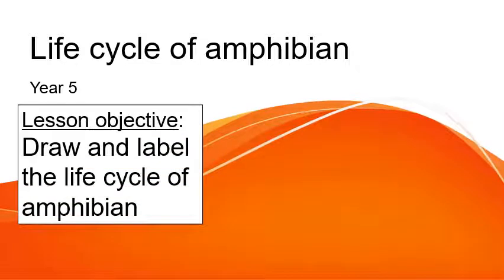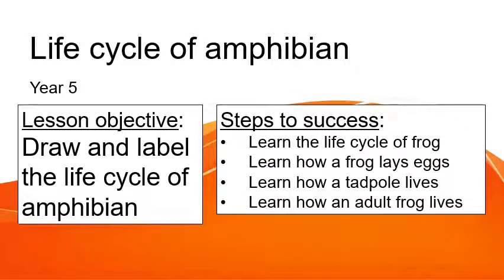So your lesson objective is almost the same as last time, except this time you're going to draw and label the life cycle of an amphibian. Your steps to success is to learn the life cycle of an amphibian, which is a frog for our lesson today. You're going to learn how a frog lays its eggs, learn how a tadpole lives, and learn how an adult frog lives.